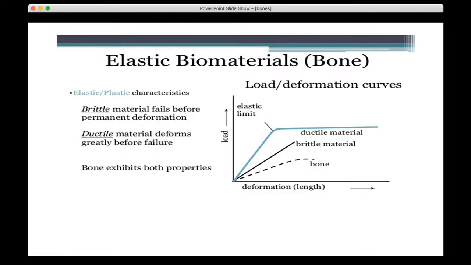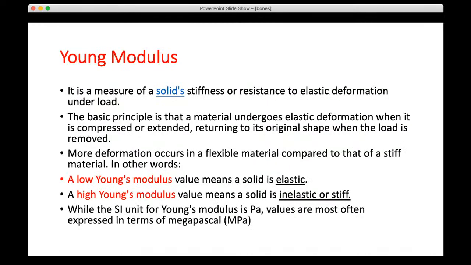So this is just to show you the differences between the different materials, how they behave on a stress strain curve or load deformation curve or force length curve. So there are three names, always keep this in mind. Okay, so this is all about the force length curve or stress strain curve.